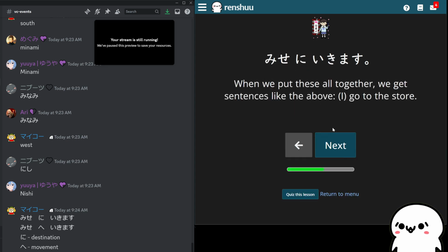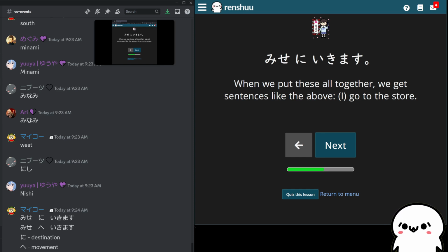So, we have our sentence, which I already put up. Mise ni ikimasu. I go to the store. And let's focus on this one. This is really simple practice. It might even seem too simple to you. But even simple practice takes a concept that's in your head and makes it easier to pull out next time.